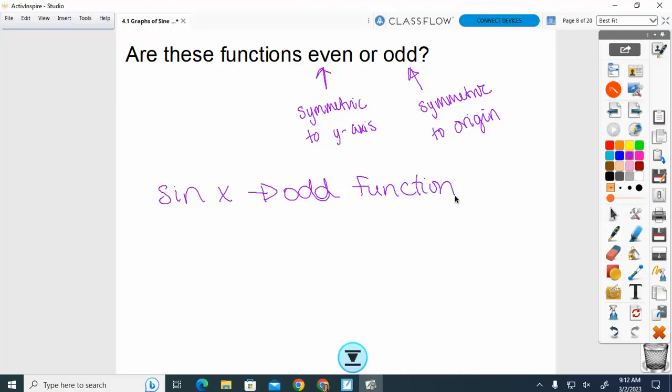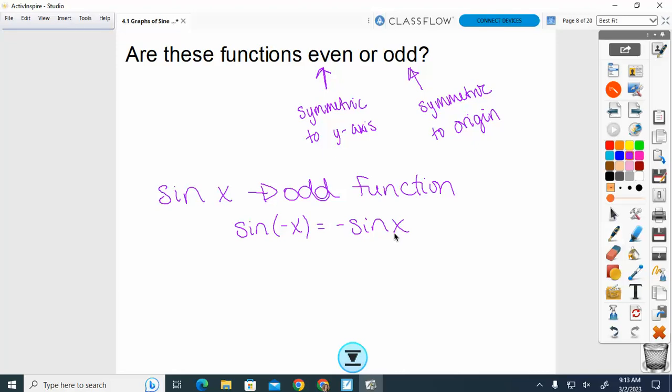In algebra, when we talked about odd functions, it meant if you put in a negative x, it made your y negative. So this was the definition we had in algebra. We will talk about this more later on, but this is going to be really useful. With sine, if you have a negative on your x value, you can actually just pull it out in front of your trig function because of this property.